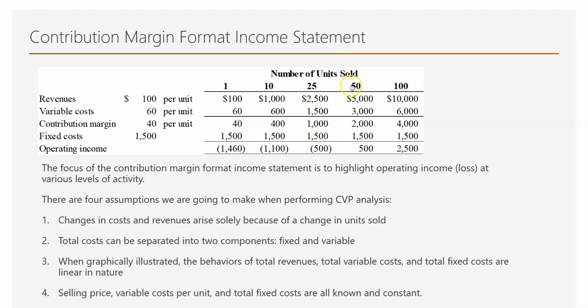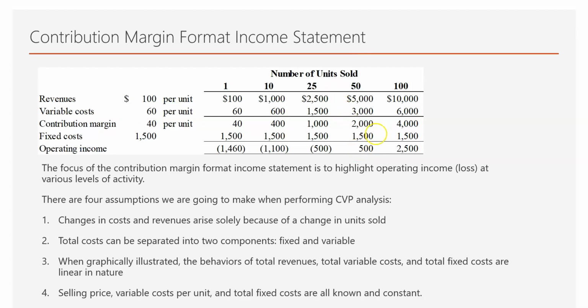Now let's say I sell 50 units. Wow, I'm really selling my widgets here. At $100 per widget, 50 units times $100 per unit, my revenue is going to be $5,000. Subtract out my variable cost of $60 per unit, and I have $3,000 in variable cost. So now I have a contribution margin of $2,000. Now I've got $2,000, and my fixed costs are only $1,500. So now I have operating income of $500.